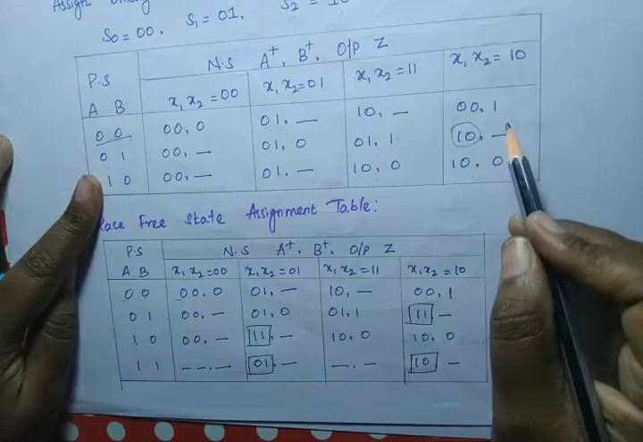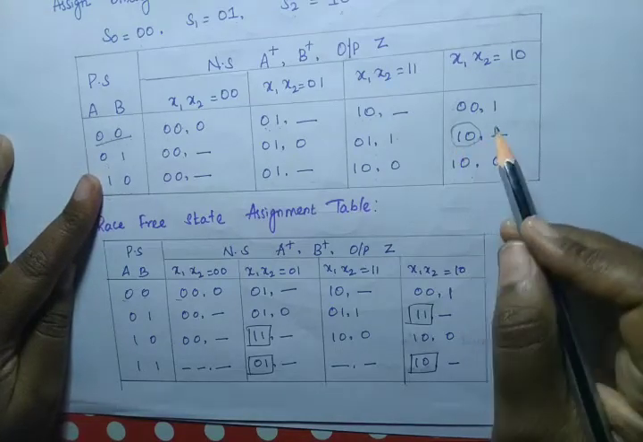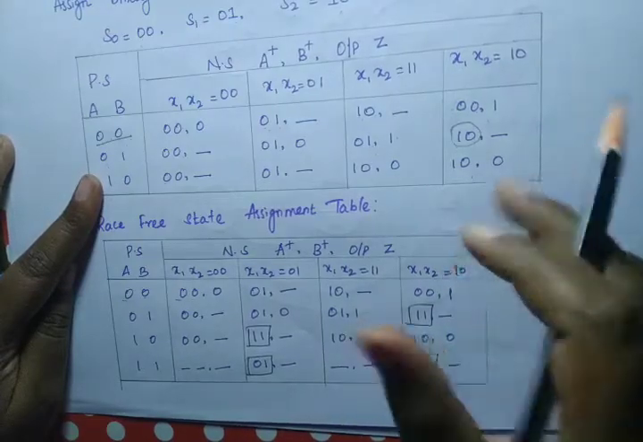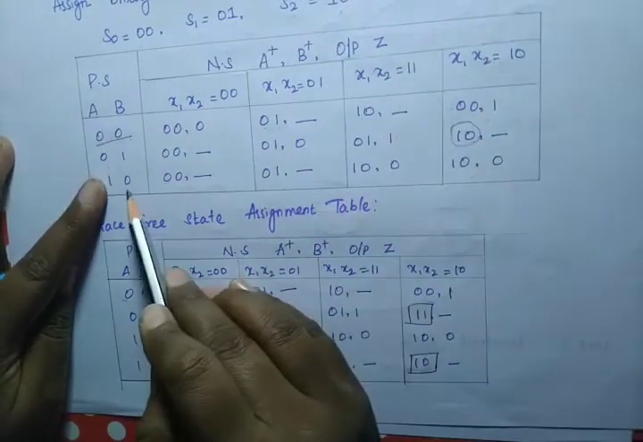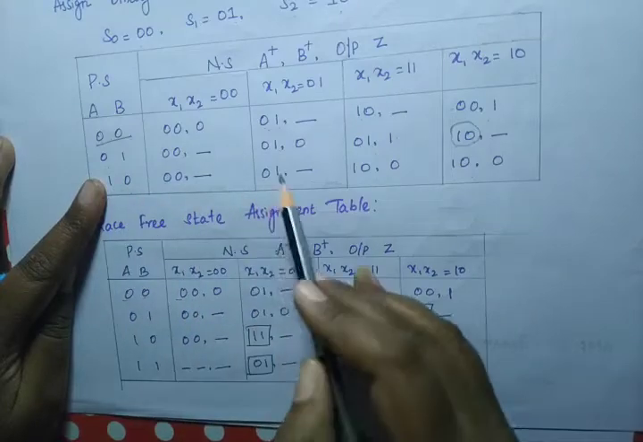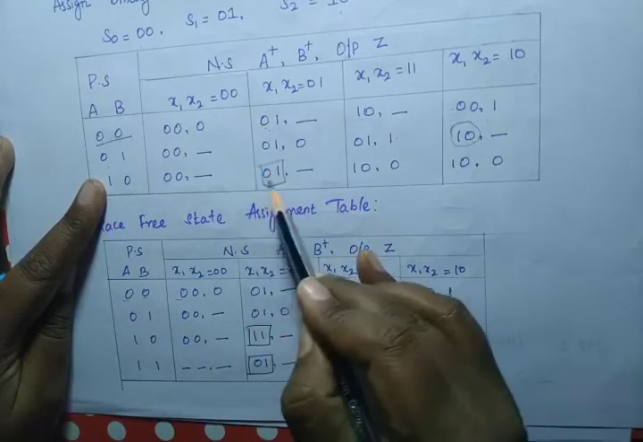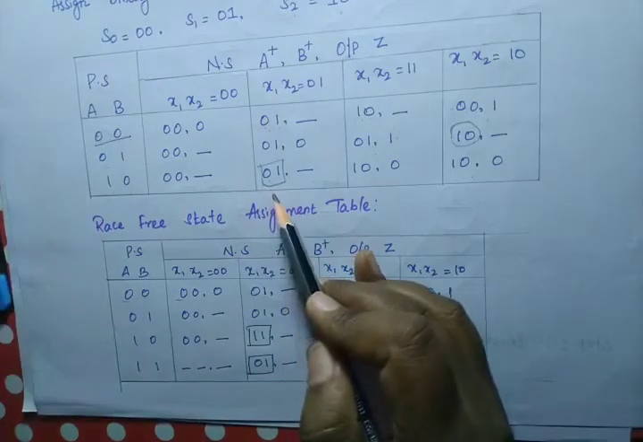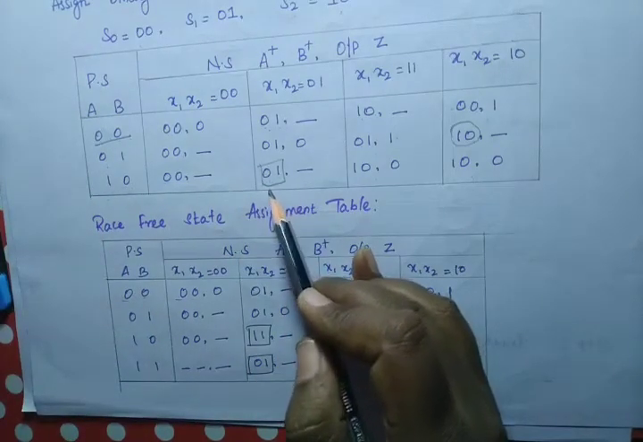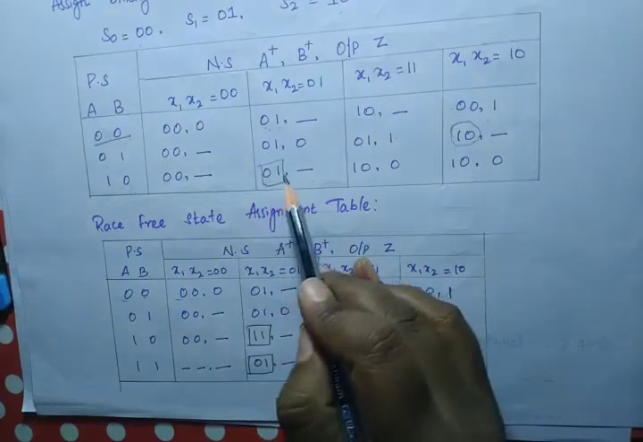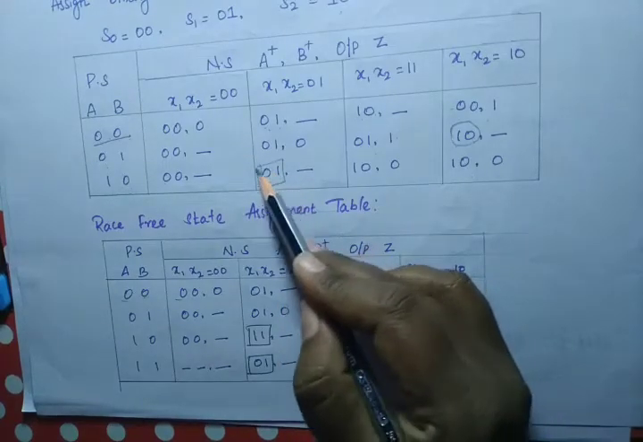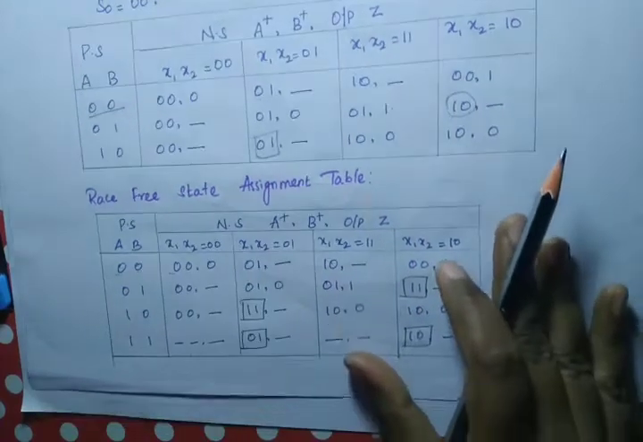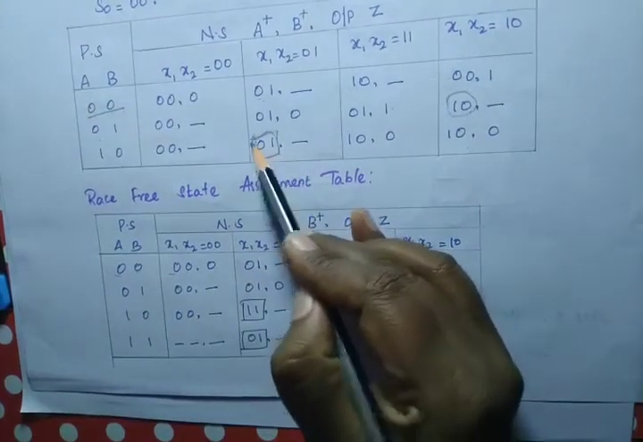So what we have to do is assign the binary values according to the race-free state assignment. Now check this, this is 10, 00, but here we have race condition, that is 01. 2 bits are changed, so we should not get 2 bit changes. If you get 2 bit changes, then we will get the race condition. So we have to change this, and here check this, 10, 10. So we are getting race here and here.